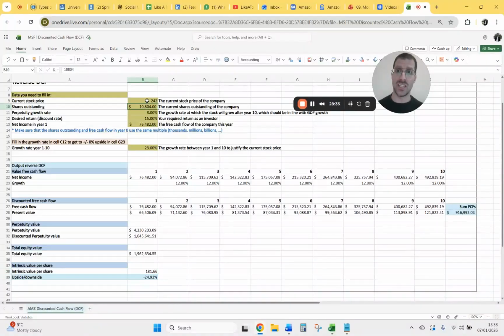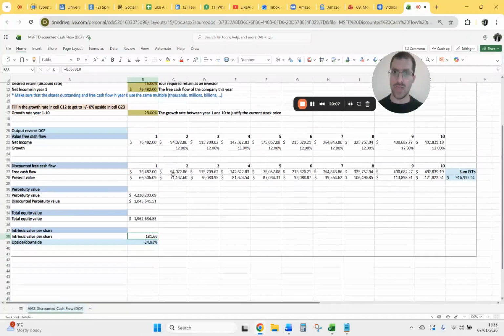Because Amazon today trades at 242, this means that we don't have our margin of safety right here. In fact, it's not even that. The company is well overpriced, so it's not even trading at our intrinsic value, which is 181, let alone having a margin of safety. Okay, so this is it. This is how I do stuff.